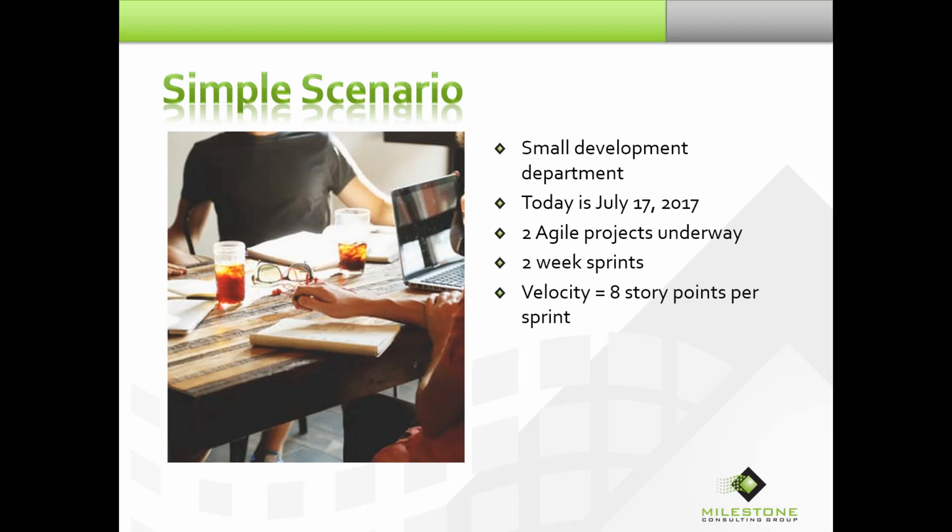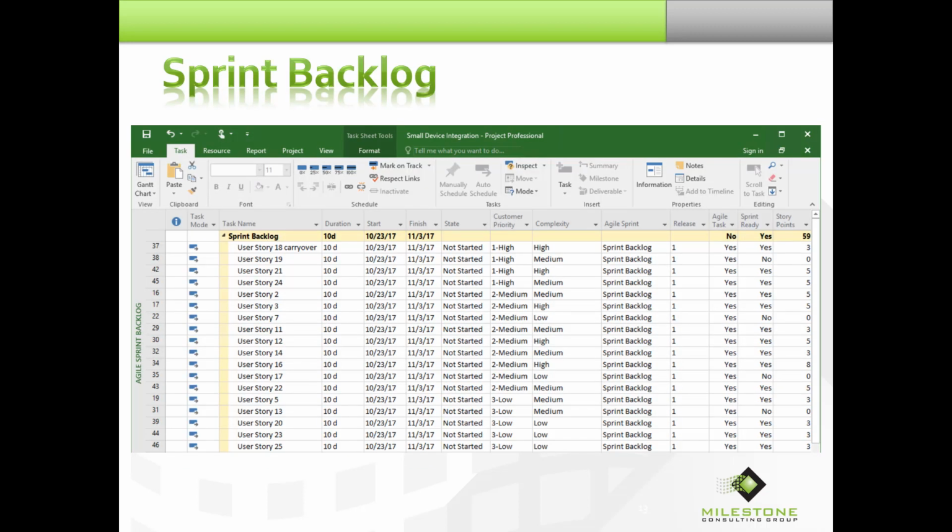Let's start by examining different roles of people who are going to use this information. Let's start with the product owner. The product owner is a key stakeholder in any Agile project. And as a product owner, I want to see what's coming up. If we look at the sprint backlog, these are all the activities that are yet to be done.